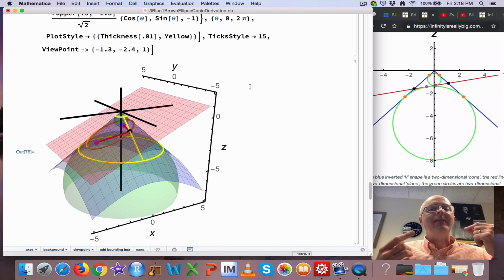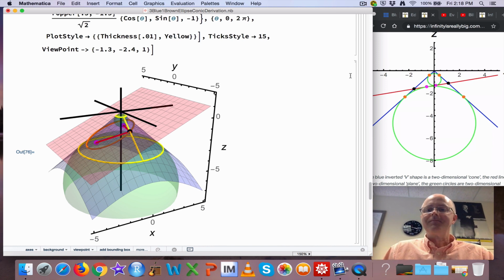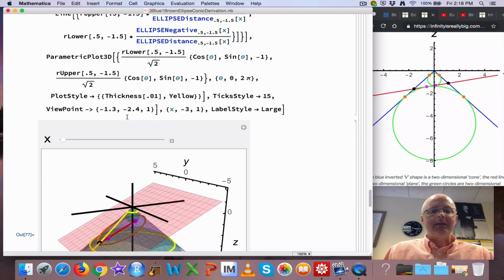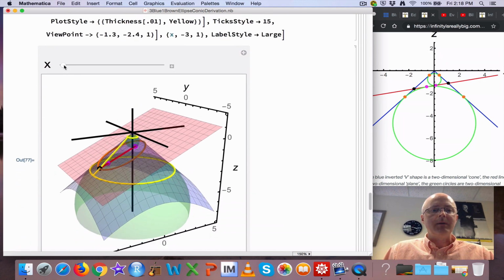And then the final thing I need to do, which will still take a few minutes to talk about, is why the two definitions, the conic section and the sum of focal distances definition, are equivalent. The main point: I could let x vary. Still m is 0.5 and b is negative 1.5, so x varies here with this animation like that.